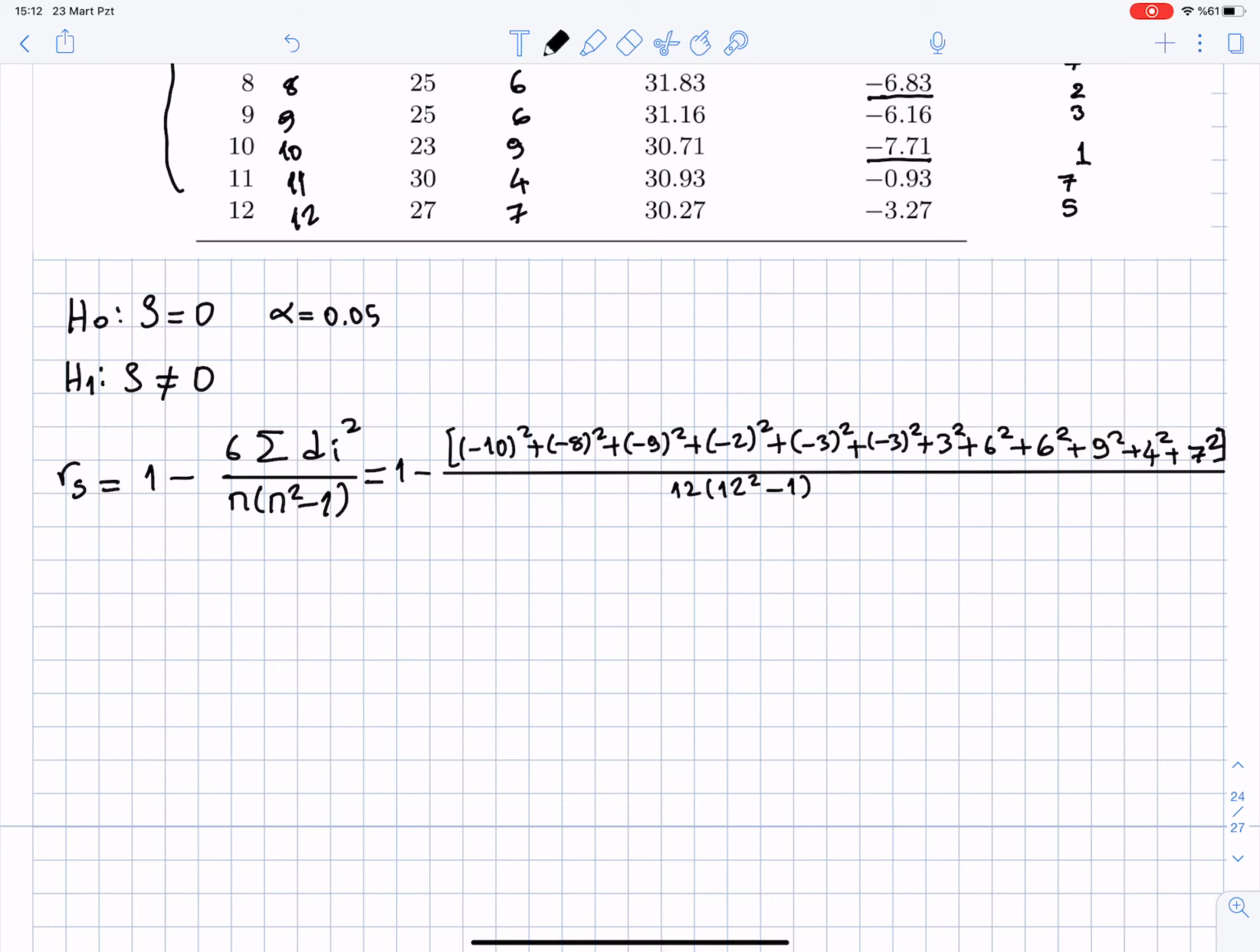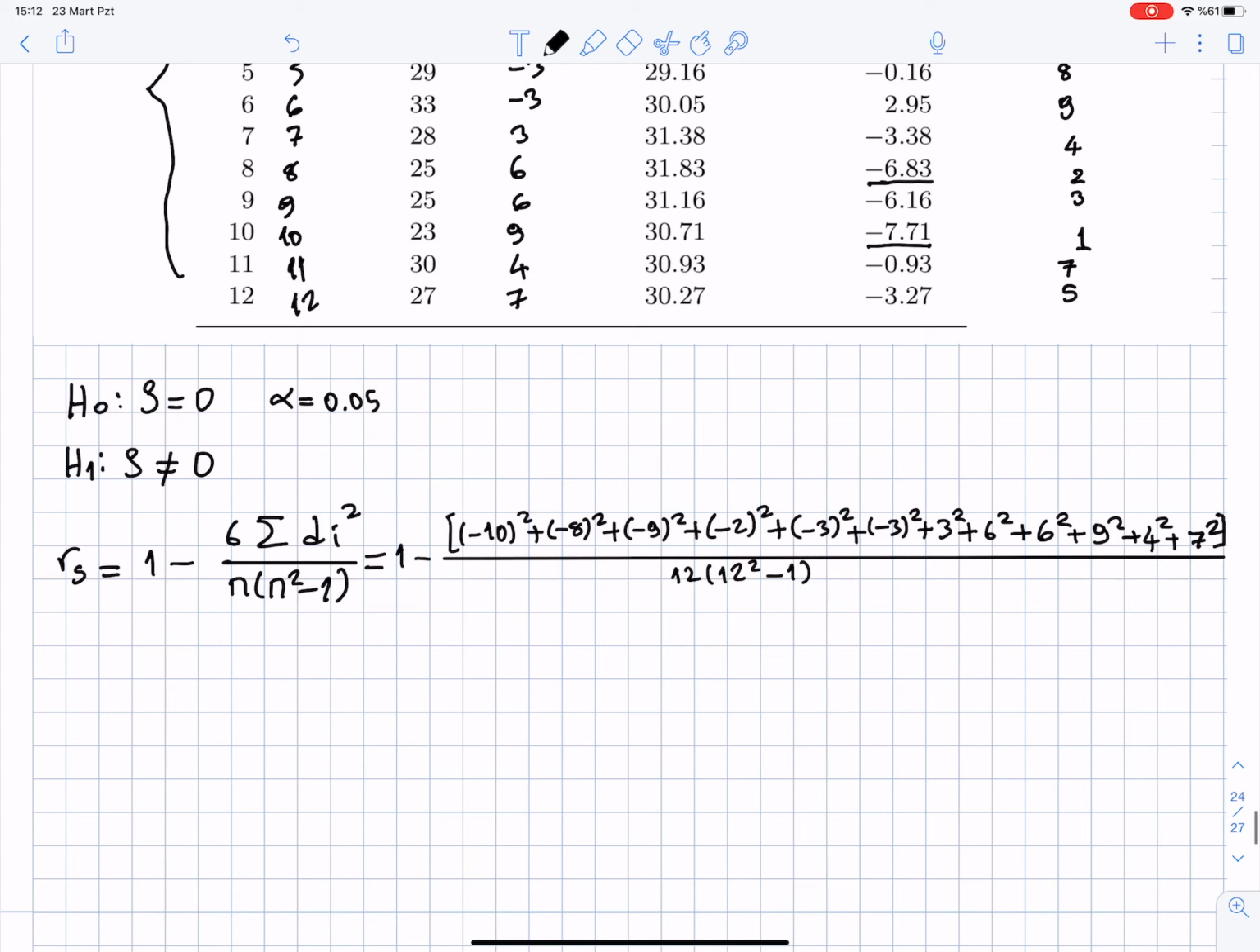Okay, this calculation seems to be easy when compared to the Pearson correlation coefficient. It's much easier to calculate, and if you perform this calculation yourself, you'll see that the Spearman rank correlation will be minus 0.727. That's the Spearman rank correlation.